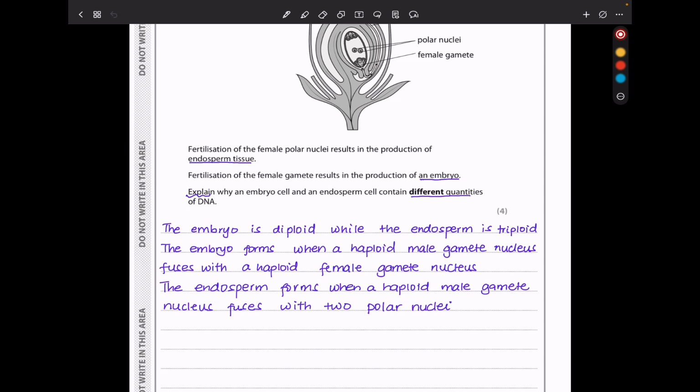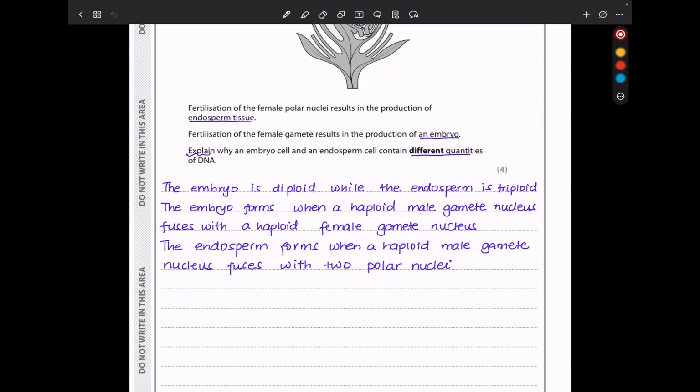The embryo is going to be diploid because one female nucleus and one male nucleus fuse. But the endosperm is going to be triploid because the two polar nuclei fuse with one male nucleus. So here I said the embryo is diploid while the endosperm is triploid. The embryo forms when a haploid male gamete nucleus fuses with a haploid female gamete nucleus. The endosperm forms when a haploid male gamete nucleus fuses with two polar nuclei.